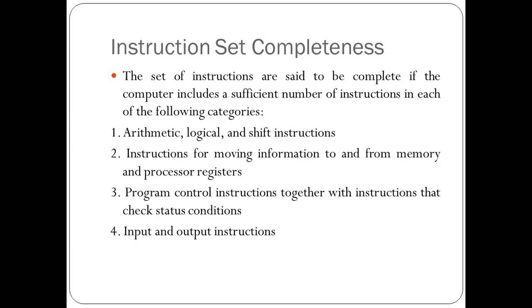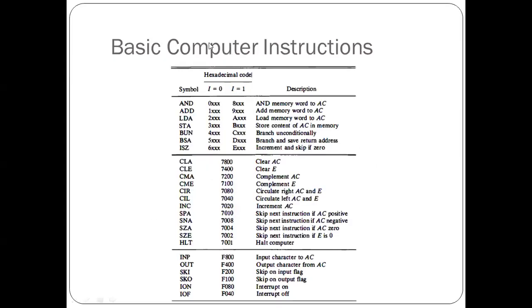And finally, input output instructions, which should be there in any computer when we wish to read data from an input device, or when we wish to indicate certain status or the output of your program onto the output devices for a human interface. Input and output instructions are a must. So if your instruction set has a sufficient number of instructions in these categories, then it is said to have instruction set completeness.